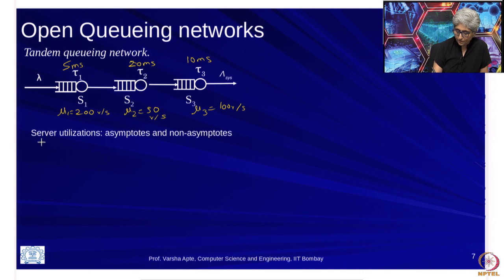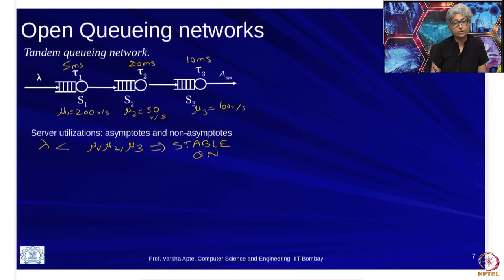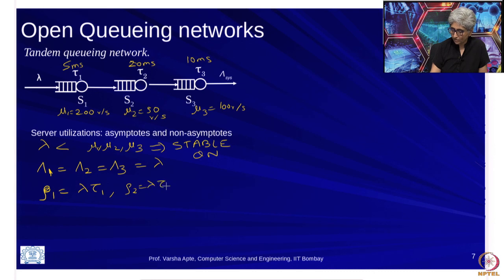Again, let us take the case of lambda being less than all of the mu i's. This also means that the whole network is stable, stable queuing network, QN for queuing network, right. So, if the whole network is stable and the arrival rate is less than the service rate of each node, then we know that each node's throughput is actually going to be that lambda. It is going to be the arrival rate because lambda is less than each of the service rates, in which case the utilization is trivial. Rho 1 is going to be as normal, lambda tau 1, rho 2 will be lambda tau 2, and rho 3 is equal to lambda tau 3.